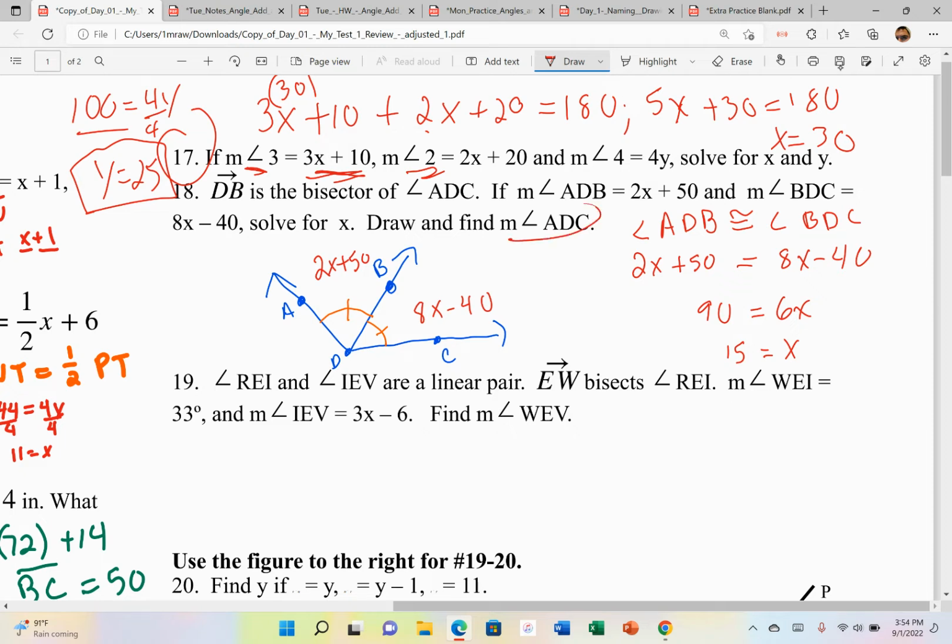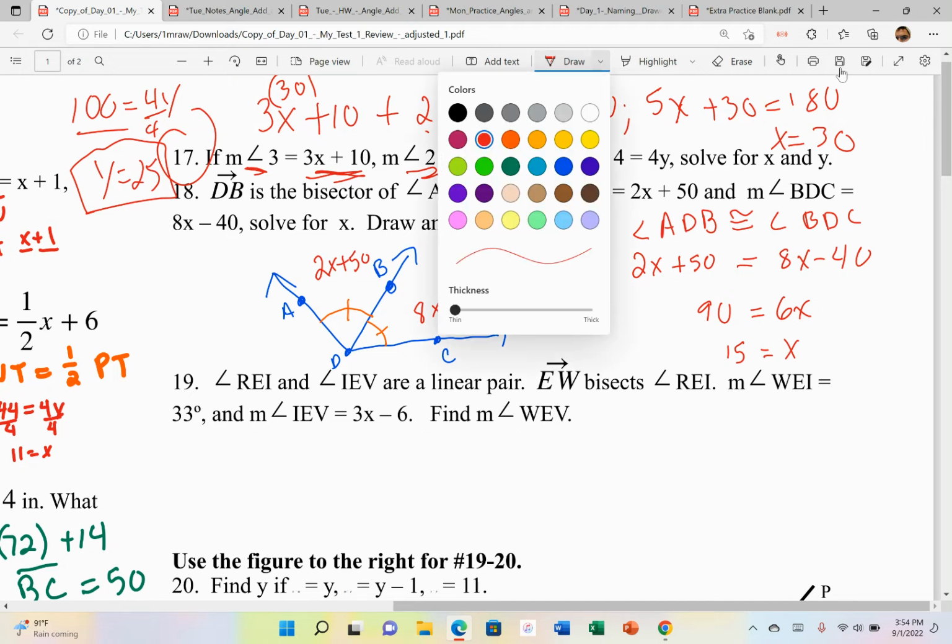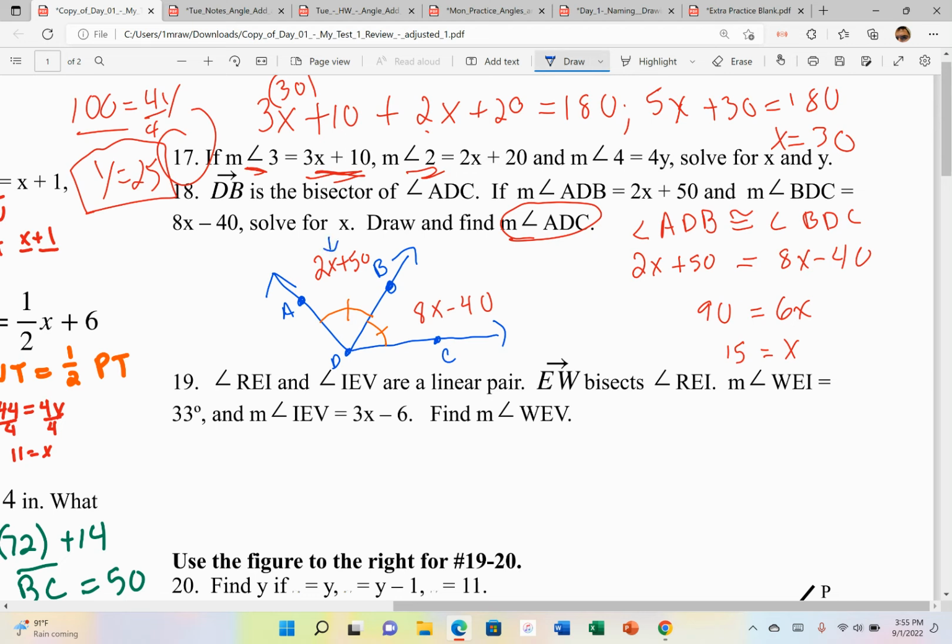Now this next question says find the measure of angle ADC. So that's the big one. What I want to do is put x into one of those angles. I'm going to put it right here because to me that's the easiest one. 2 times 15 plus 50. 2 times 15 is 30. 30 plus 50 is 80. If this angle is 80 degrees, then this angle must also be 80 degrees, correct? If that's the case, then the whole entire angle, ADC, is 160 degrees.